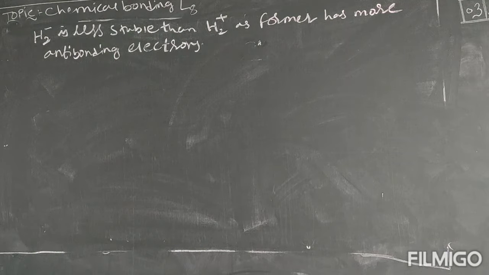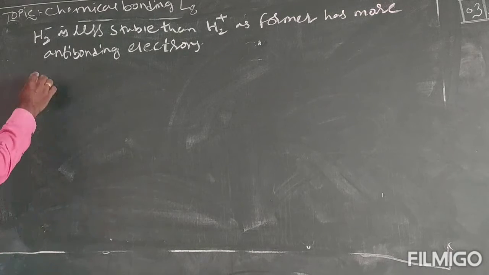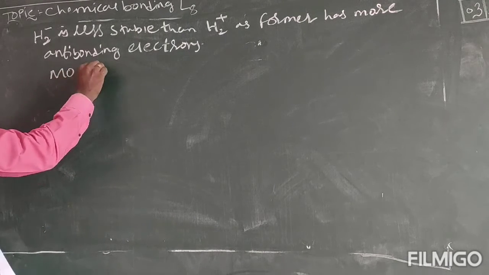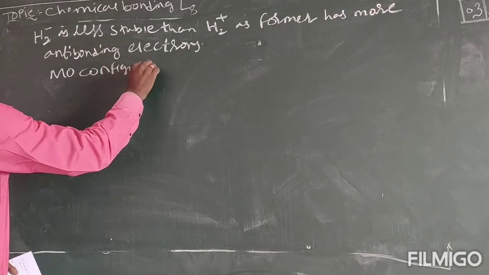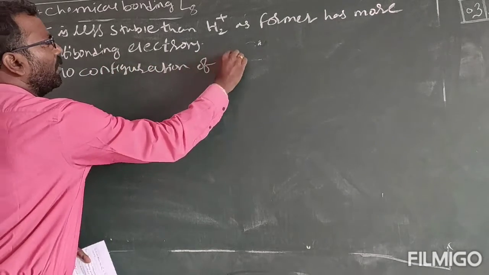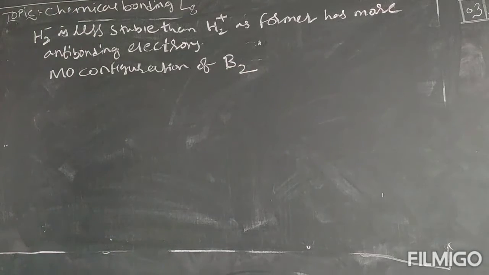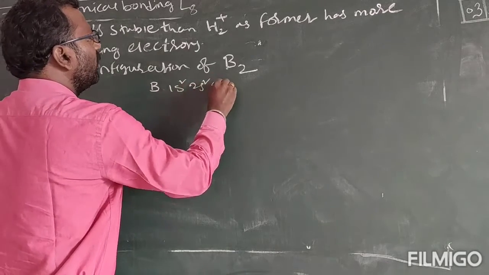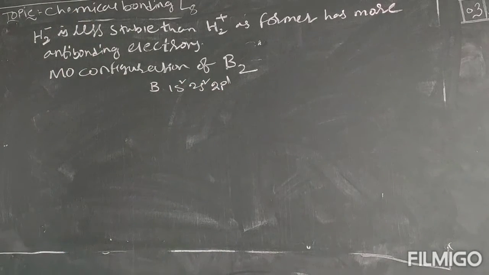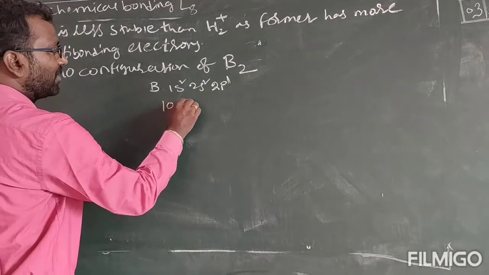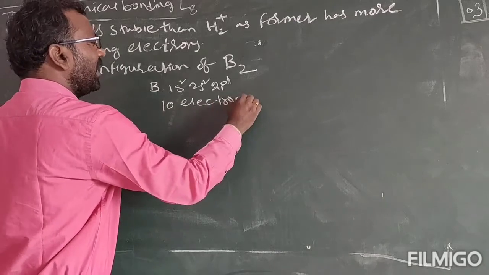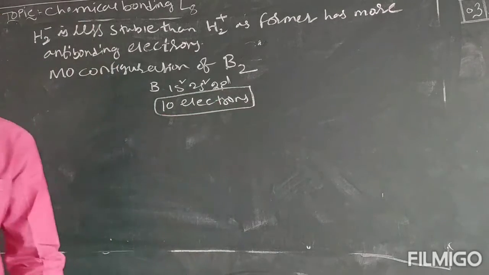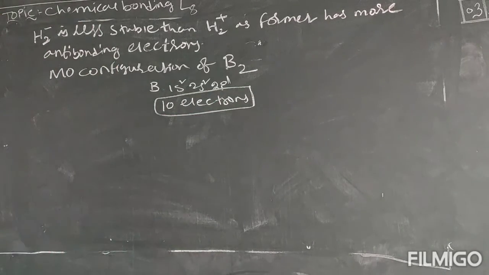Now, one more thing. We can try writing the MO configuration for B2, that is boron. So generally we know that for one boron atom it is 1s2, 2s2, 2p1, 5 electrons are there. Now totally in the molecule how many electrons will be there? 10 electrons. Is it or not? So 10 electrons have to be distributed in the molecular configuration.